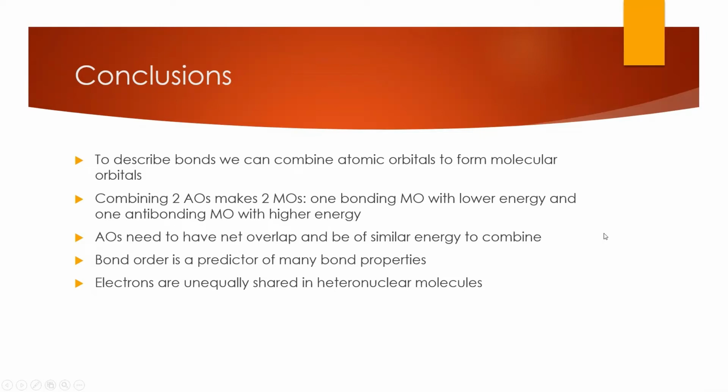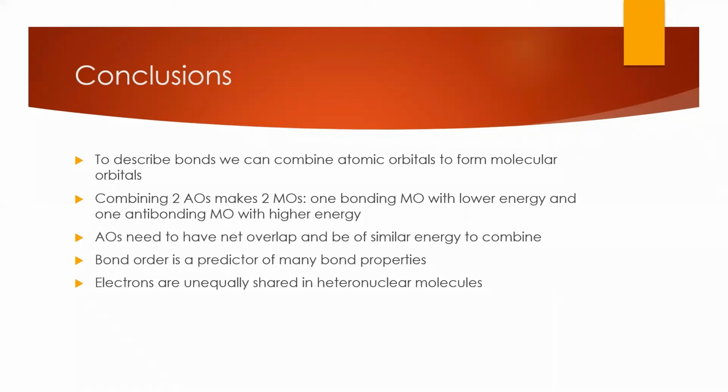The things we need to consider to discuss whether atomic orbitals will be capable of forming a molecular orbital are having net overlap and similar energy. We can use MO theory to predict bond order, which is a good predictor of many properties of the bond, as we saw earlier today. And when we have heteronuclear molecules, we have uneven sharing of electrons, and we're familiar with this as well. So the fluorine, the more electronegative atom, would hog the electrons.